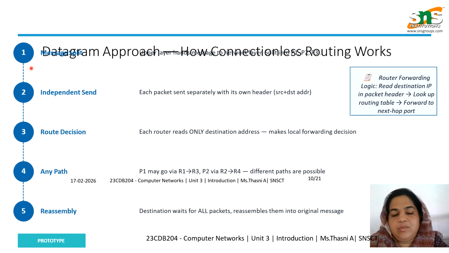Next is the datagram approach, how connectionless routing works. First, the message is split. Next, packets are sent independently with independent routing decisions through any path, and the original message is reassembled.